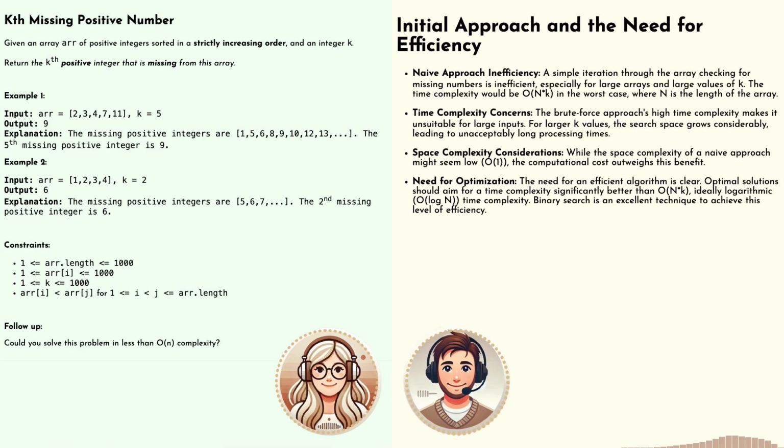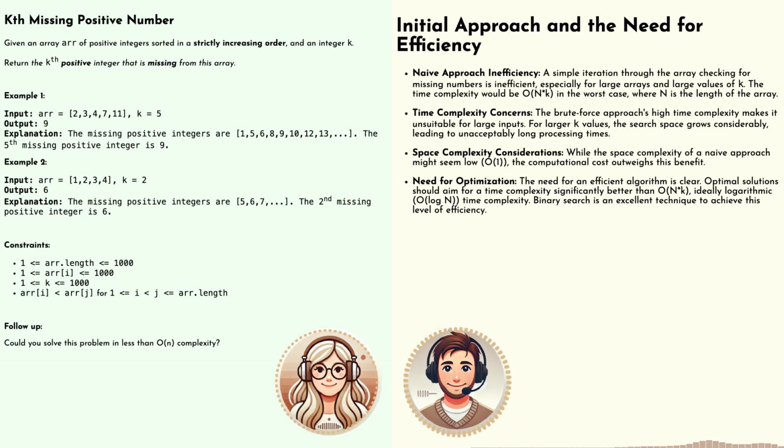Now that we know what we're looking for, how would you approach this initially? What's your gut instinct? Well, my first thought is to go through the array step by step and keep track of the missing positive integers until I find the Kth one. Just a manual search, a linear approach. But wouldn't that get really slow if the array is massive? Yes, that's the problem with this approach. It works for small arrays, but it can become really inefficient for large data sets.